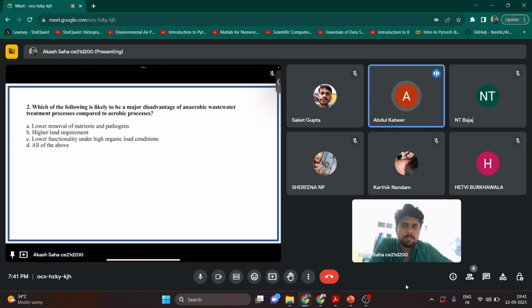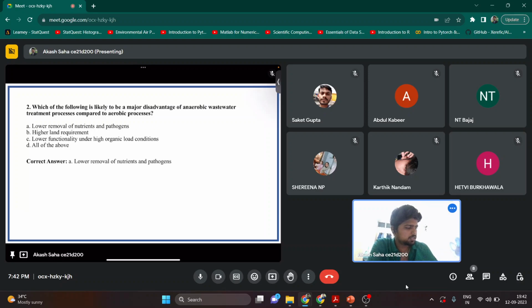The answer is A, lower removal of nutrients and pathogens. So in an anaerobic system, we know that the nutrient removal and the pathogen removal is not very high, or rather, it is on the lower side only. So option A is the correct answer.